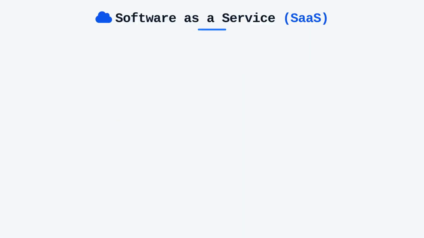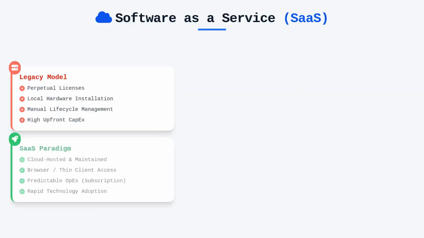Software as a service, or SaaS, represents a fundamental departure from the legacy model of software acquisition, where an organization would purchase a perpetual license, install the binaries on local hardware, and manually manage the lifecycle of that application. In a SaaS paradigm, the application itself is hosted and maintained by the cloud provider, and users simply access the functionality via a web browser or a thin client.